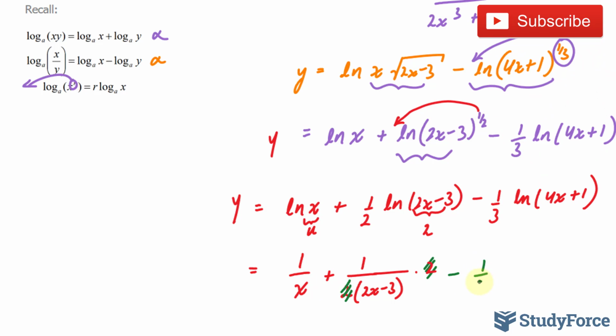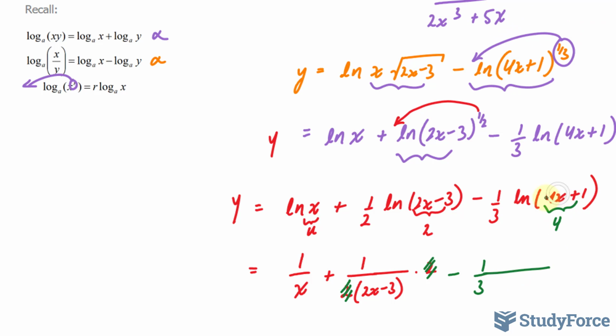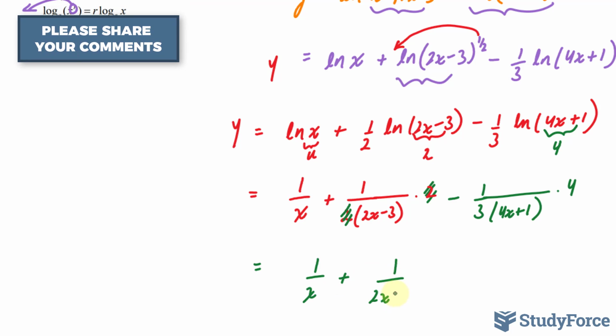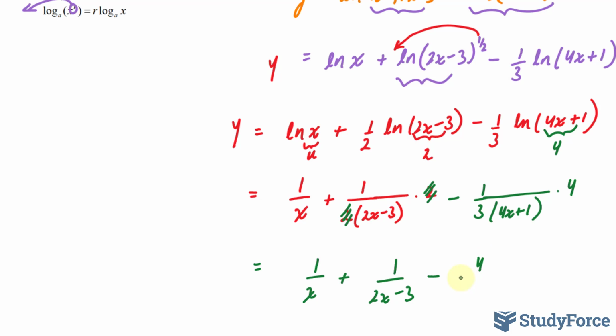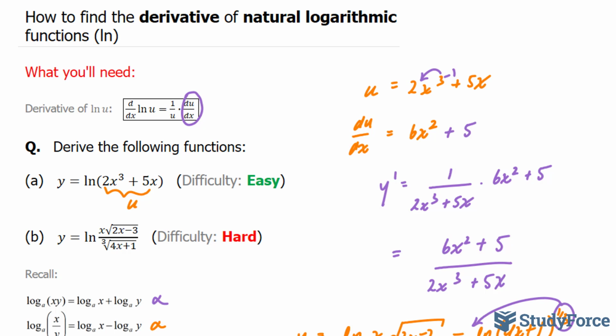Minus a third. We'll take the derivative of that, which is simply 4. This represents our u. So we have 1 over (4x + 1) times 4. My final cleanup will be 1/x + 1/(2x - 3) - 4/(3(4x + 1)). And there you have it. Two examples on how to find the derivative of natural logarithmic functions.